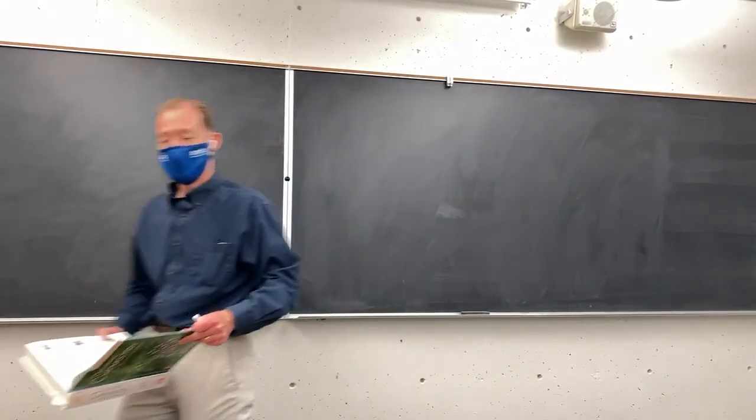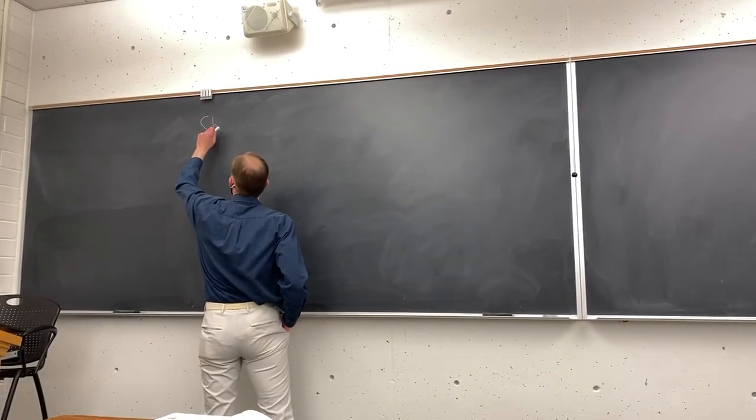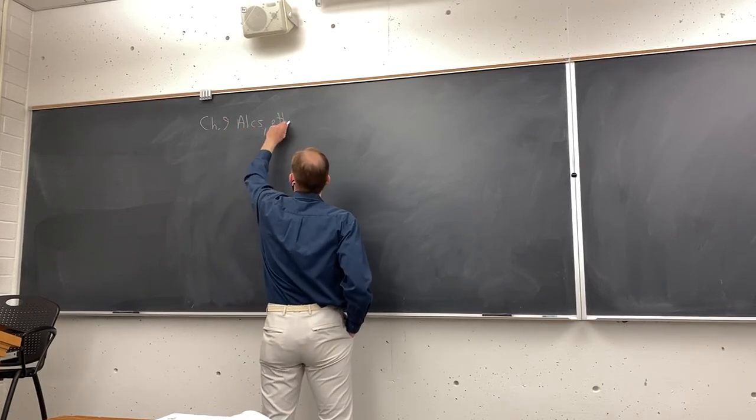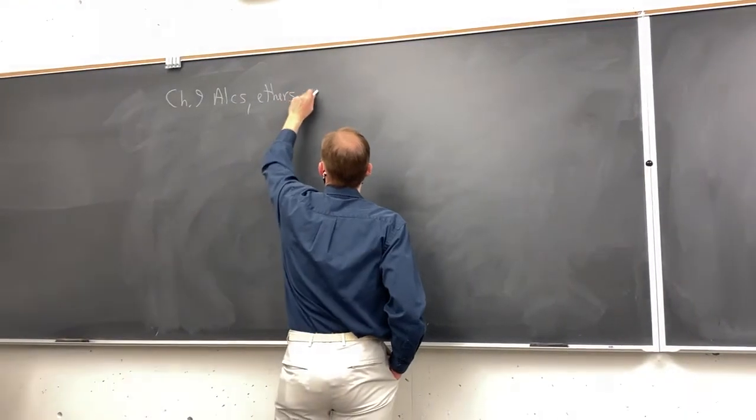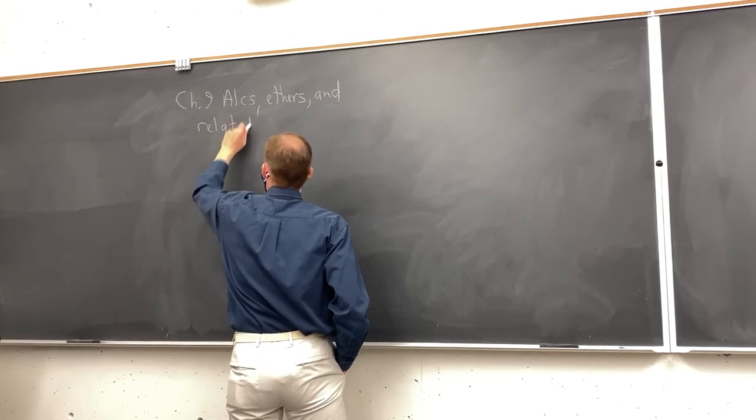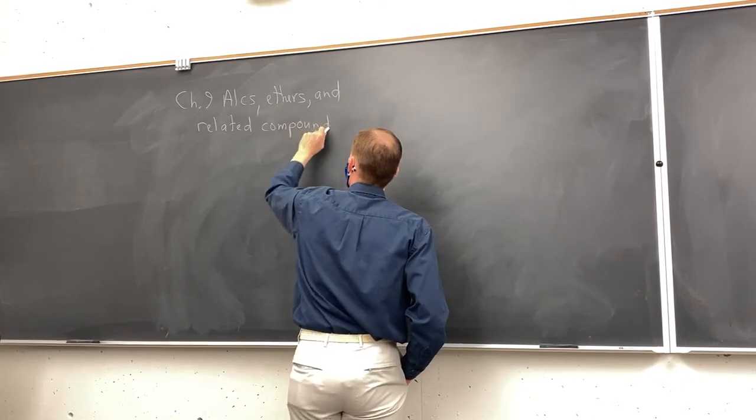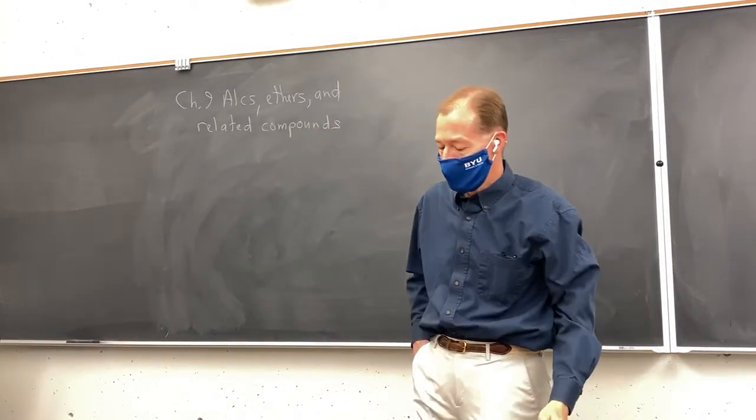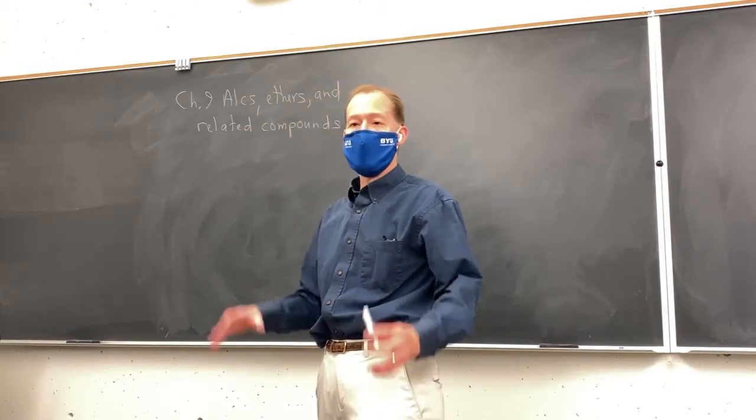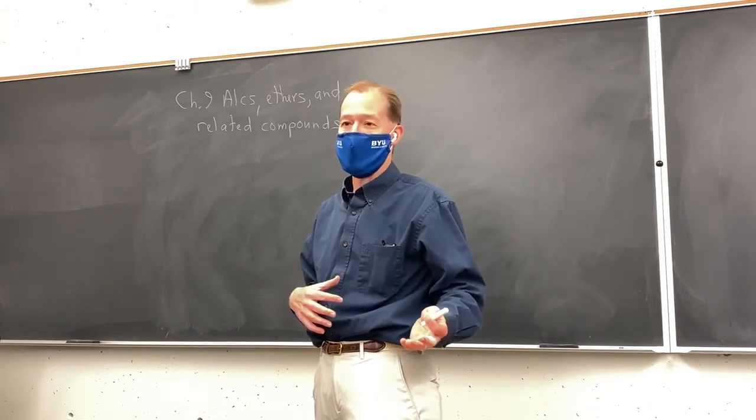All right. Chapter 9, called Alcohols, Ethers, and Related Compounds. And those related compounds are epoxides, which are a type of ether, thioethers, thiols.